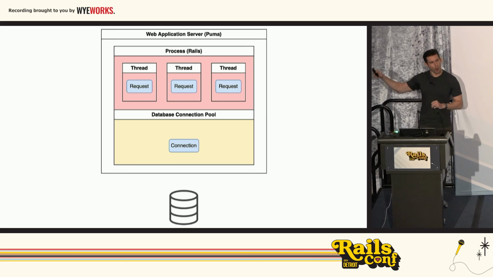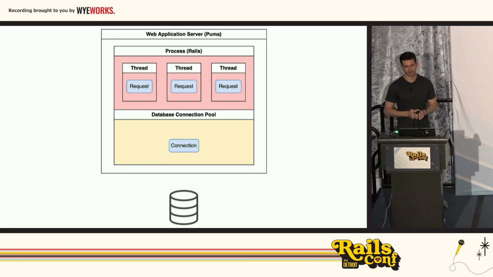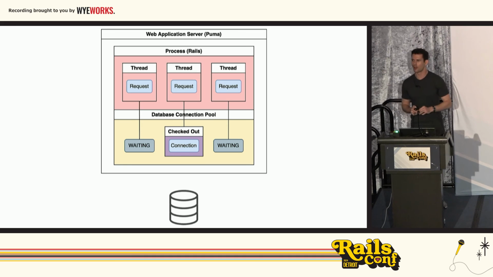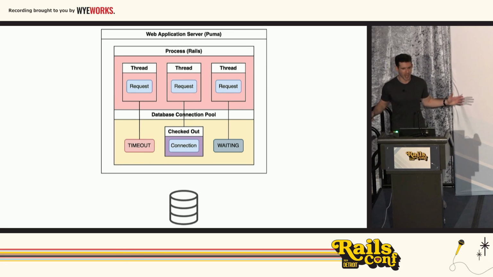Now, a connection can only be used by one thread at a time, and so if we have more threads asking for connections than are available, the connection pool will queue those connection requests until a connection does become available. If a connection request waits for too long, it'll error out as the timeout limit expires.